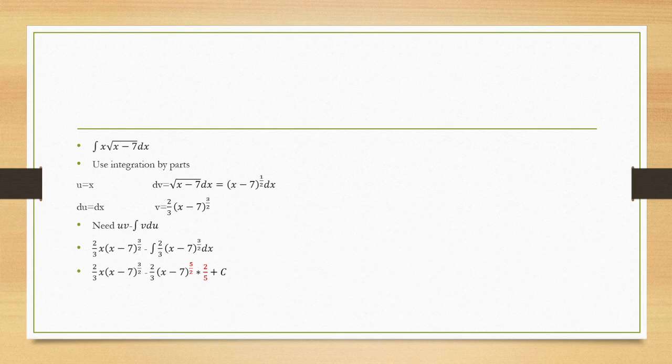The last step, I need to simplify this. Notice I have 2/3 as a coefficient, and also 2/5. So 2/3 times 2/5 is 4/15. And so this is my final answer.